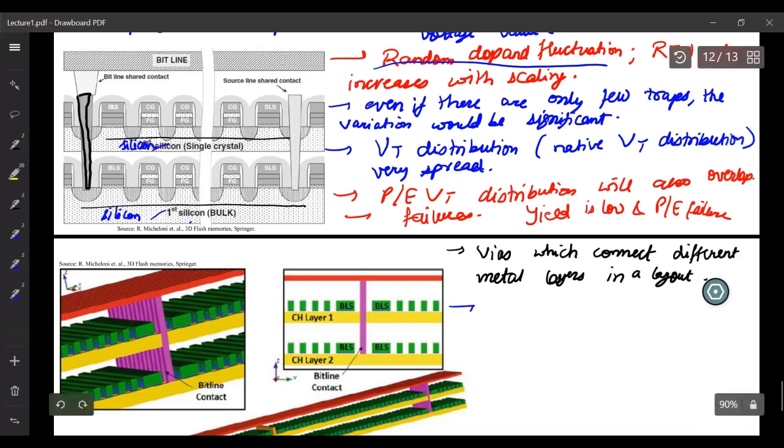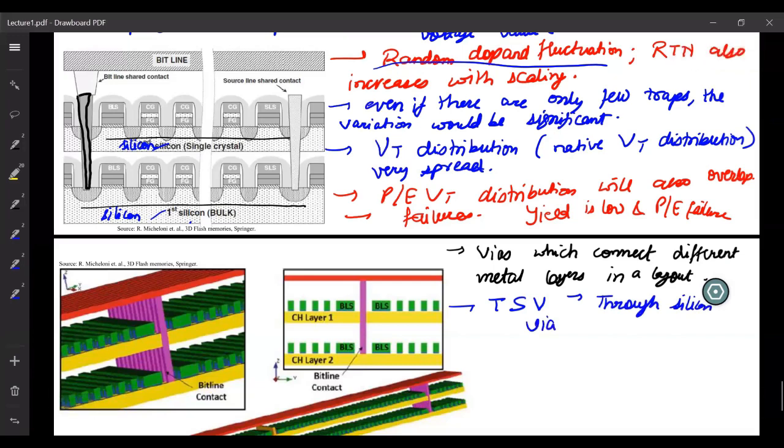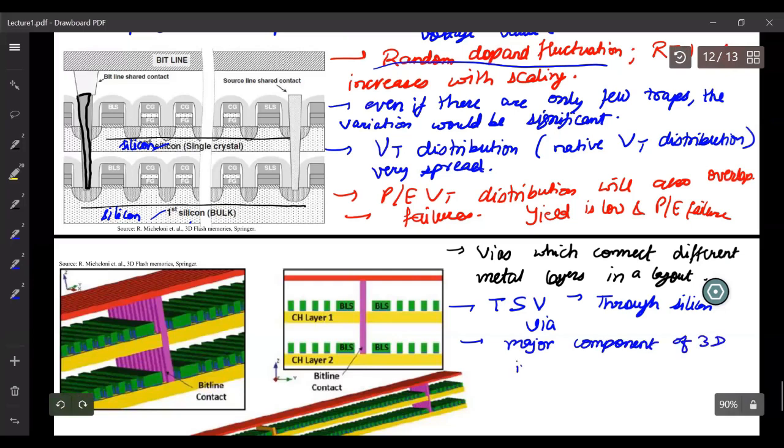So this kind of via is called a through silicon via or TSV. This is also one of the very interesting areas of research nowadays. So it's called through silicon via, and it is used to connect two different wafers, connect two different layers in a chip, and this is one of the major components of your 3D integration.